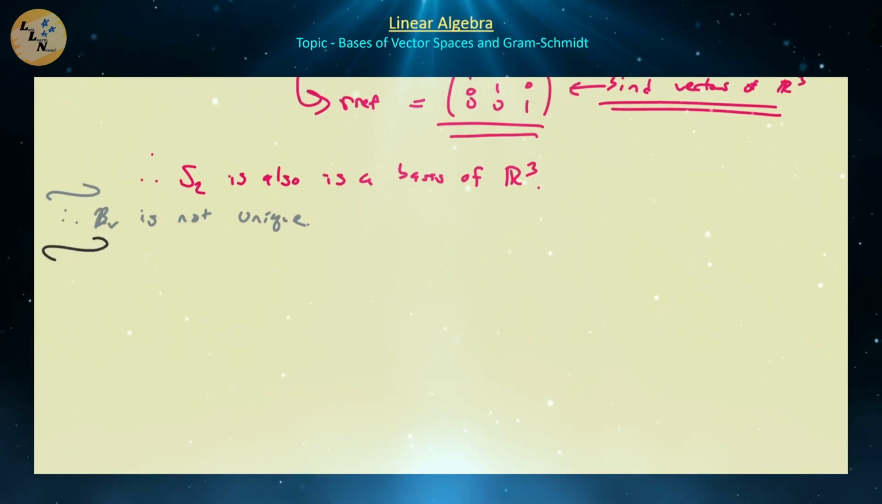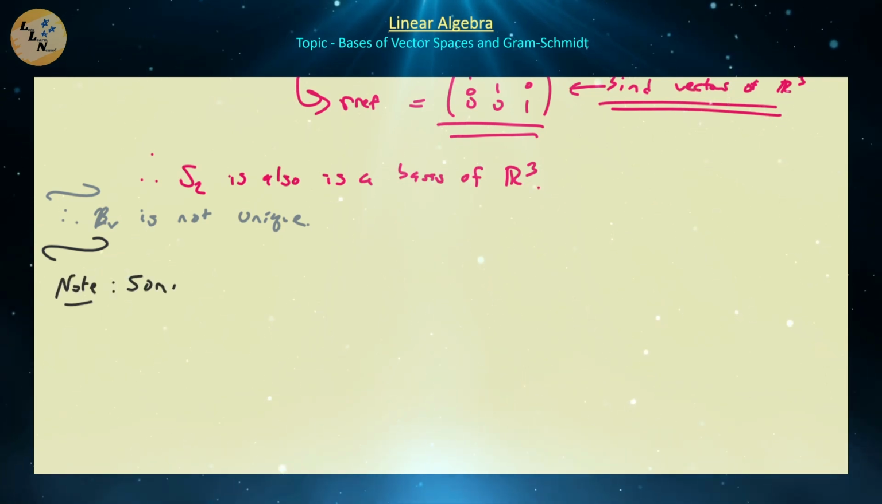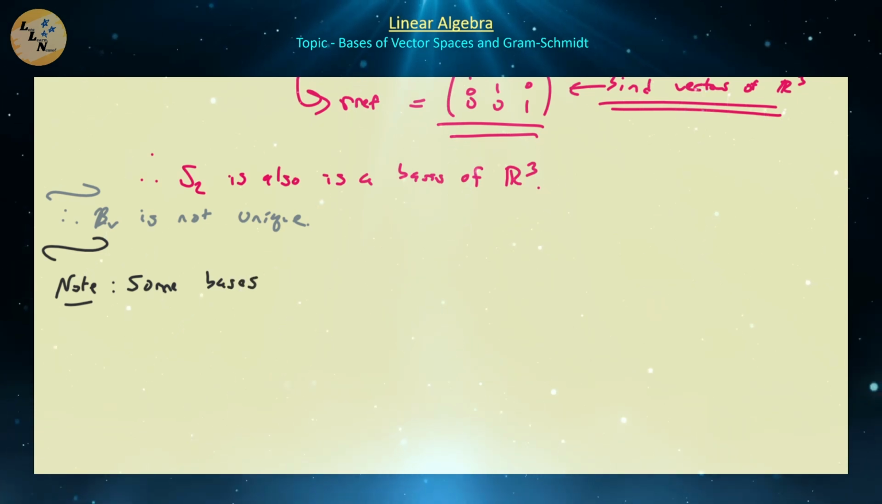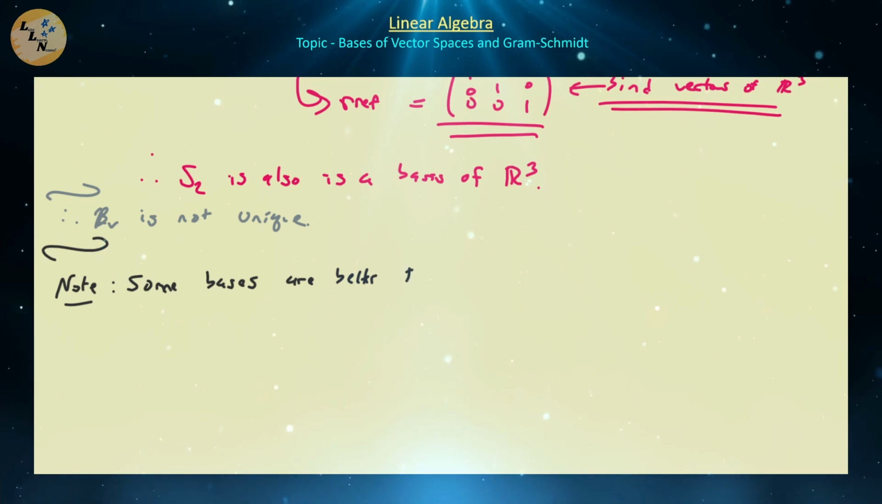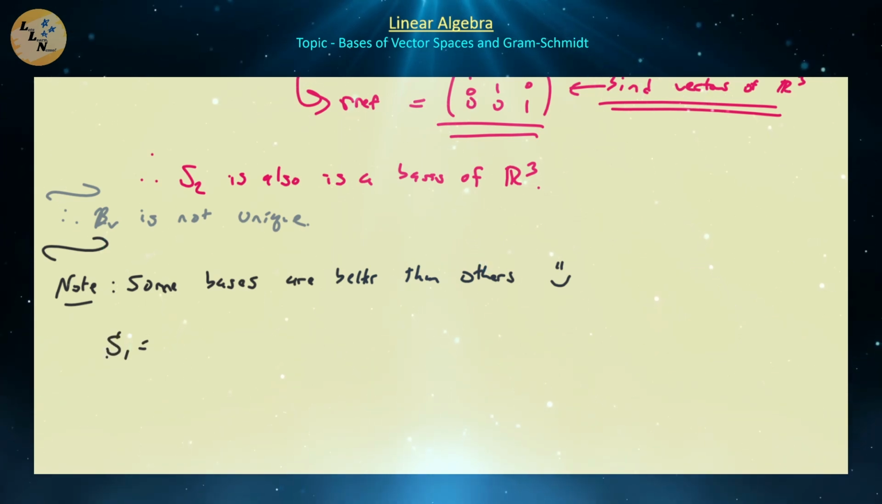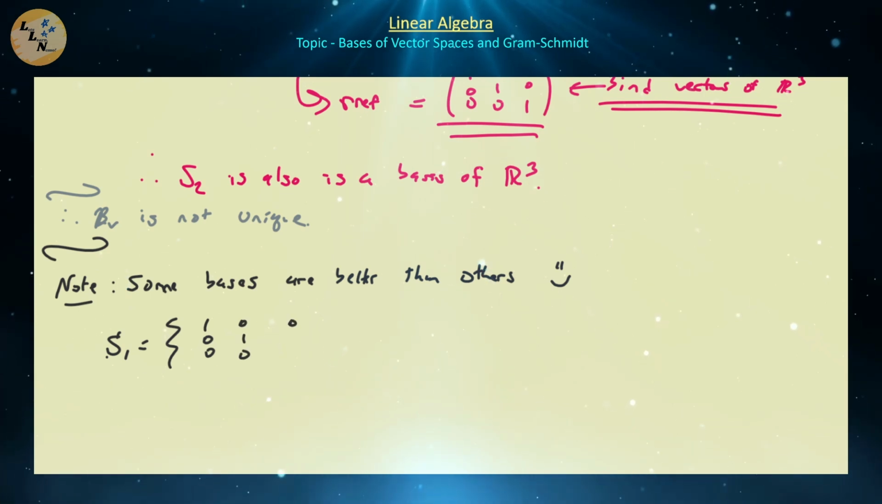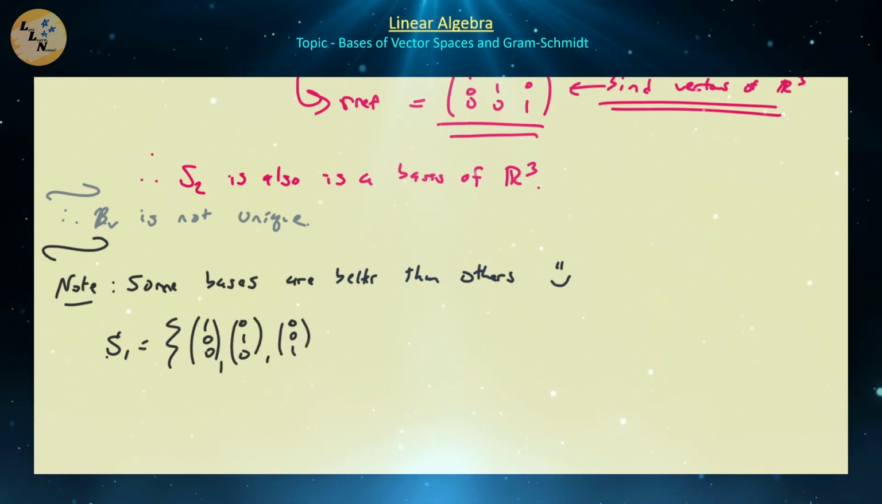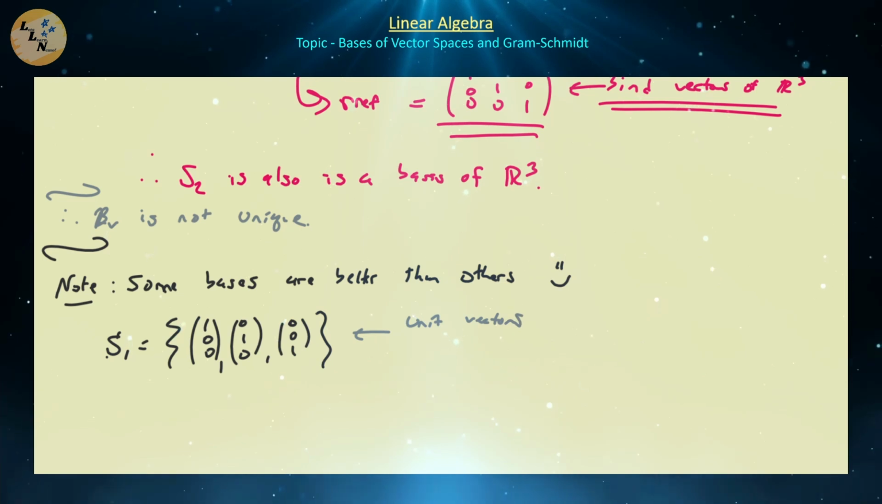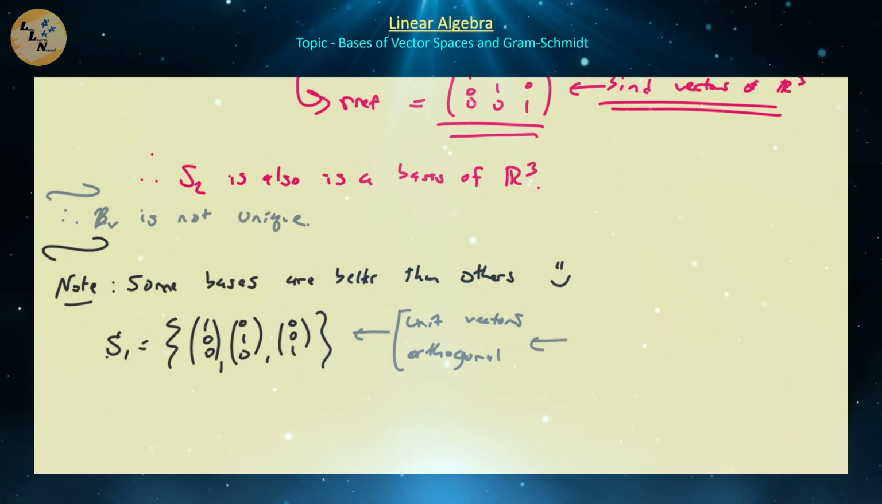Right, so with that being said, let's make a quick note here. Some bases or basis sets are better than others. For example, if we look at that first set we gave, which was (1, 0, 0), (0, 1, 0), and (0, 0, 1), what advantage does this set have over the other set that I gave? Well, one observation is that all of these vectors are unit vectors, and each of these vectors are pairwise orthogonal to each other. So we have a set of 3 unit vectors that are pairwise orthogonal to each other, so that means this set is an orthonormal set.